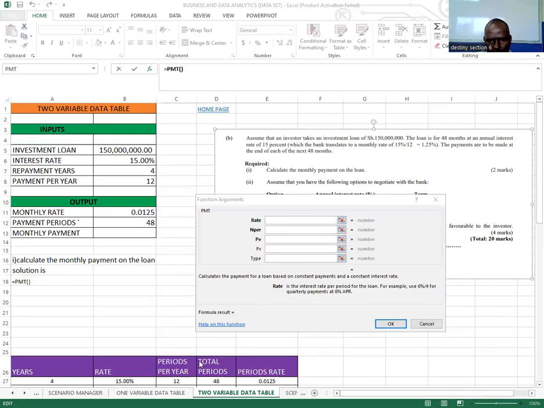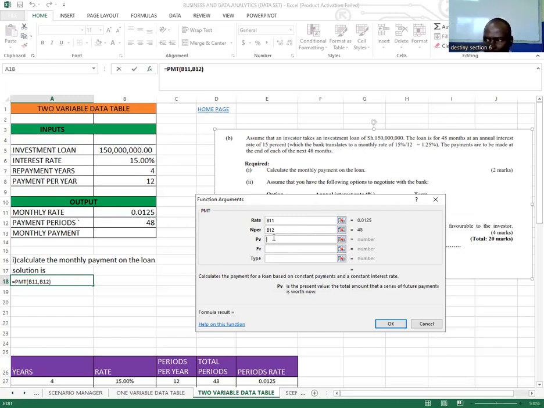So then the PMT function. Now what we do, the rate, make sure that the rate is what? It is the monthly rate. So we selected the monthly rate. And then now the number of periods is equal to what? It is equal to the 48 months.